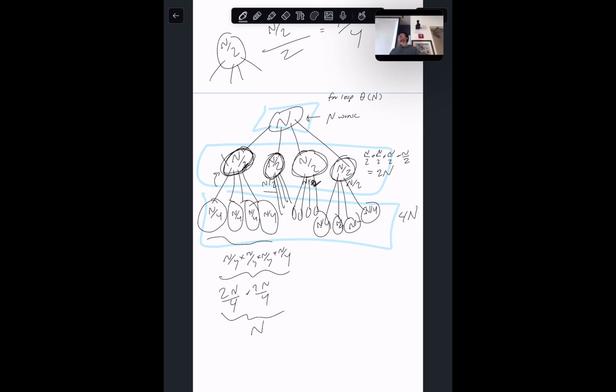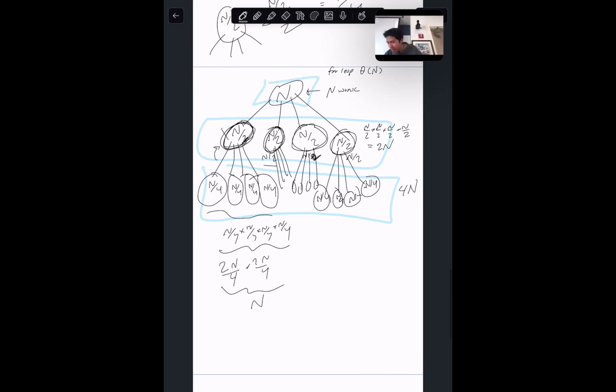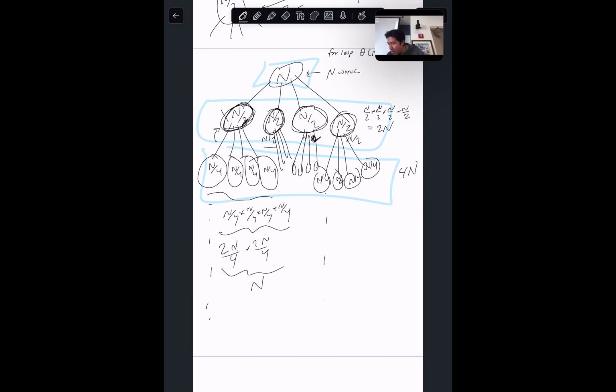Now we can identify a pattern that's occurring. There's a relationship between the amount of work that's happening at the root node, the amount of work at the second level, and the third level. So I know there's a pattern happening. I don't want to do all of this. It'll take too much time.